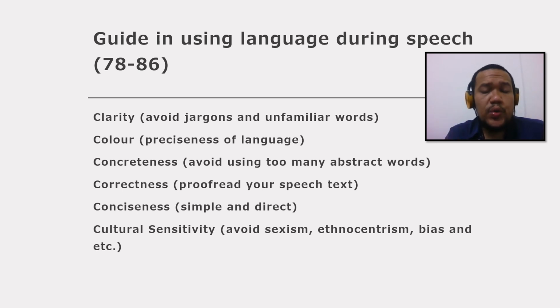Make sure you have cultural sensitivity. For example, try to avoid sexism, ethnocentrism, bias, and so on. I think we have discussed this in the previous lesson. What is sexism, ethnocentrism, bias, and so on. Don't, for example, say things like black people when you're referring to African Americans, or use sexist words like, for example, the b-word or slut. Okay, that one is very sexist and an improper word that you use to refer to females.